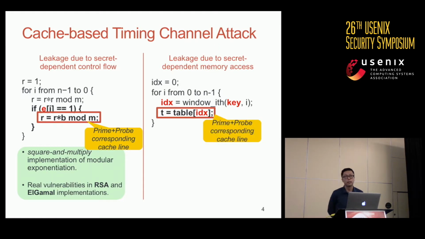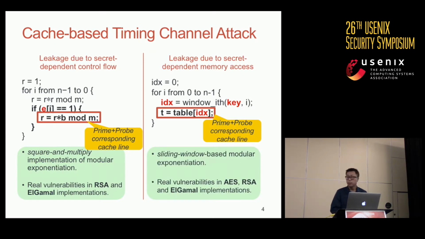The problem is that the attacker can still use some prime and probe technique to check the corresponding cache line and recover certain information in the variable IDX. So as a result, for each loop iteration, certain secret information will be recovered from the window of the key. Such vulnerable patterns can be found in the sliding window-based modular exponentiation. And some real-world vulnerabilities have been found in the AES, RSA, and also the ElGamal decryption implementations.